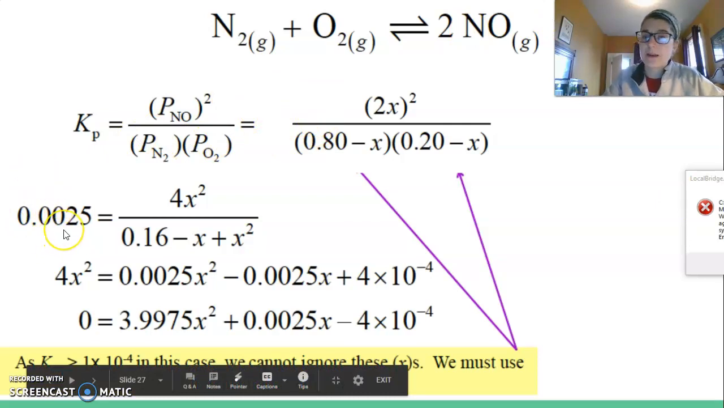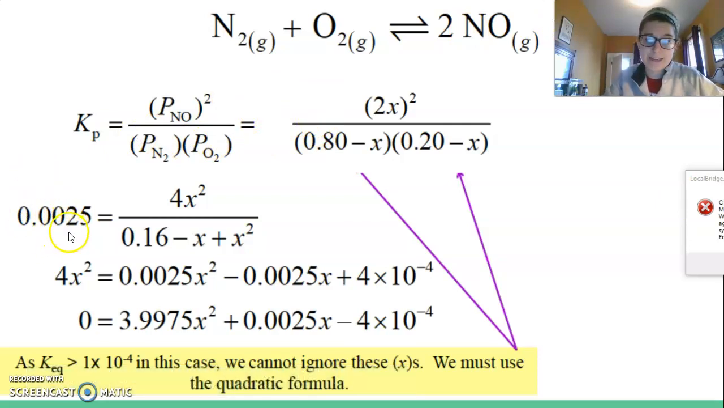But notice that this is not less than 1 times 10 to the negative 4. Based on scientific notation, it would be 2.5 times 10 to the negative 3. So that is not less than 1 times 10 to the negative 4. So what happens here, we can't ignore those x's in the denominator, so we have to use the quadratic formula, which hopefully you have used before in algebra.